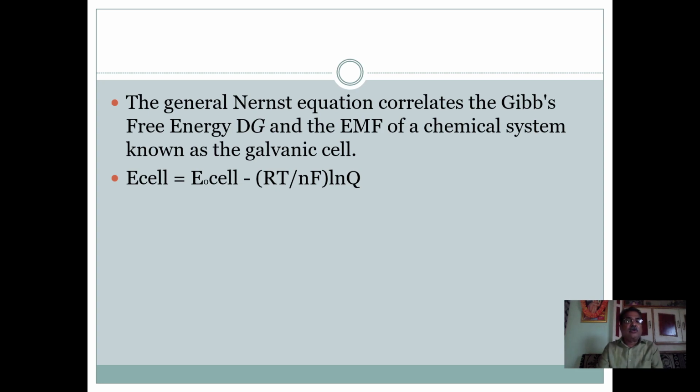E cell is equal to E0 cell minus RT divided by nF into log of Q, where E0 cell is the standard electrode potential of the cell, n is the number of electrons transferred, F is the Faraday constant, and Q is the reaction quotient.